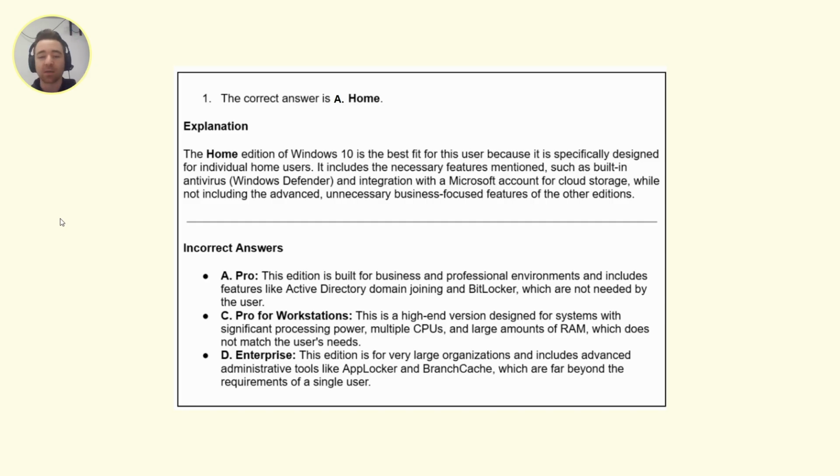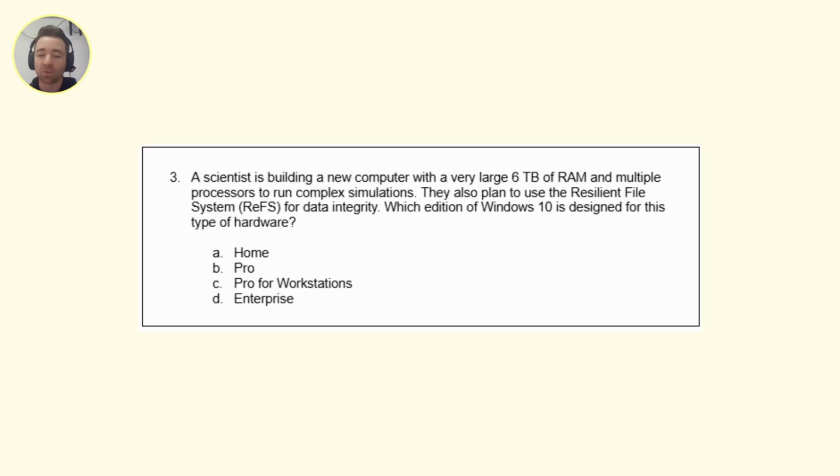But I'm going to keep this moving and move on to the next question, which reads: a scientist is building a new computer with a very large 6 terabytes of RAM and multiple processors to run complex simulations. They also plan to use the Resilient File System for data integrity. Which edition of Windows 10 is designed for this type of hardware? Is it A, Home, B, Pro, C, Pro for Workstations, or D, Enterprise? Your answer coming in 3, 2, 1. Pause the video if you need more time.